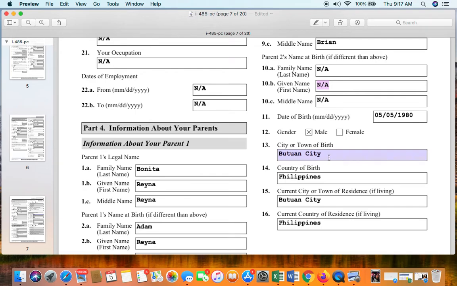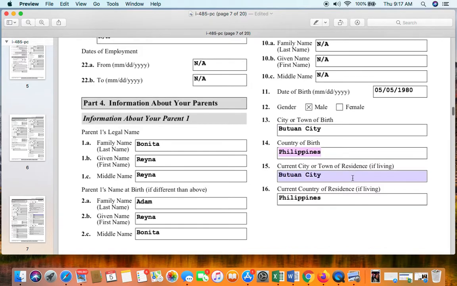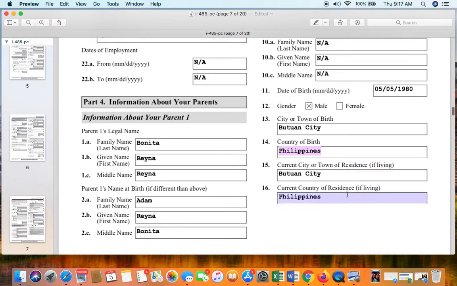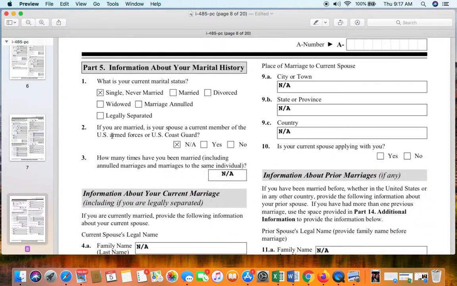City or town: he was born in Butuan City, country of birth, Philippines. Current residency, where he lives right now: he's still in Butuan City, and his current country of residence is the Philippines. Okay, let's go to part 5.